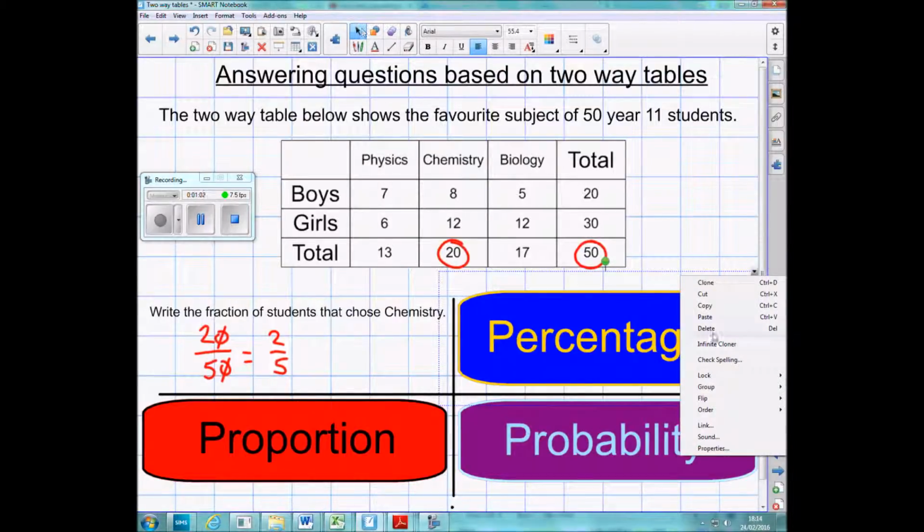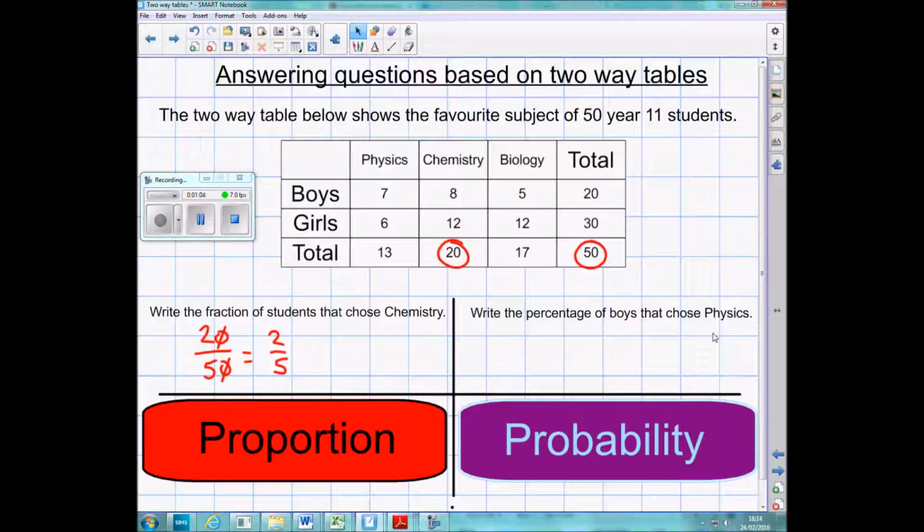Okay, so the percentages question is going to rely on you being able to change fractions to percentages. So if you don't know how to do that, or you've forgotten how to do that, then I suggest you look at another video which shows you how, or have a little bit of practice.